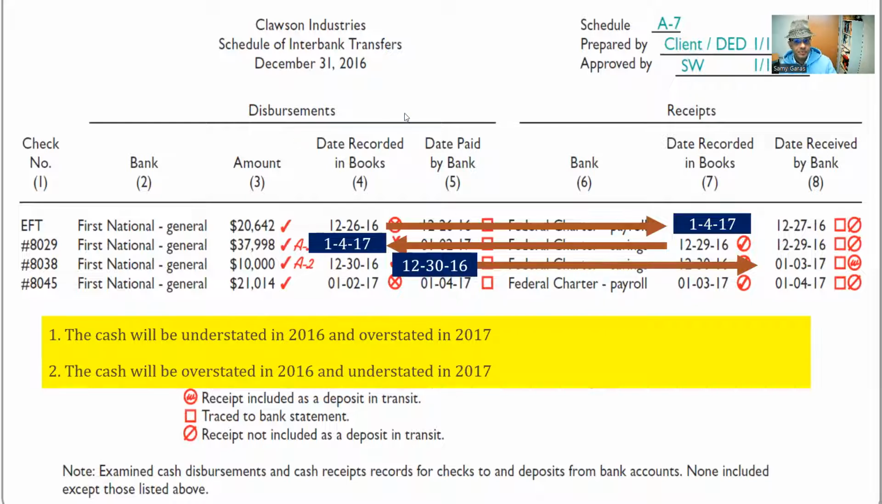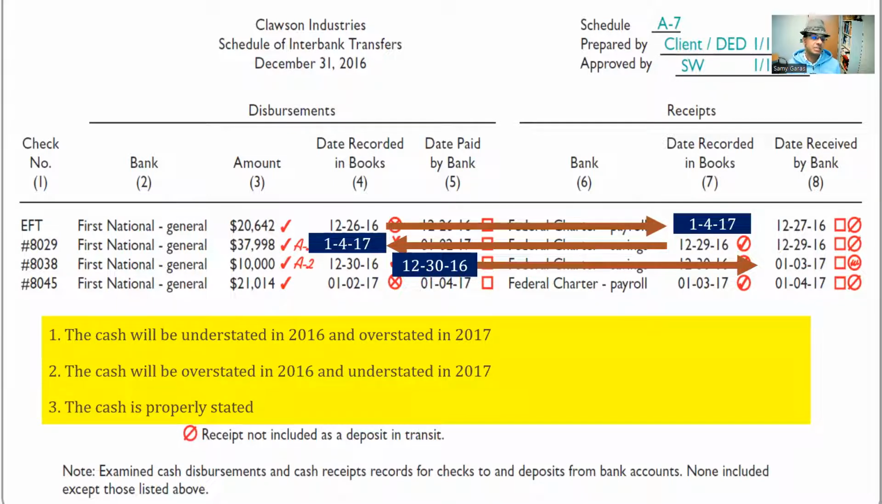What will happen if the payment and the receipt both happen in 2016 in our books, but in the bank, it was paid in 2016 and it was received in 2017? If the payment and the receipt in our books are correct, this means the cash is properly stated. So first, we care about our books. If we make changes in our books, then we might have overstatement or understatement. But if the changes happen in the bank accounts, but our books are correct, then there is no problem.